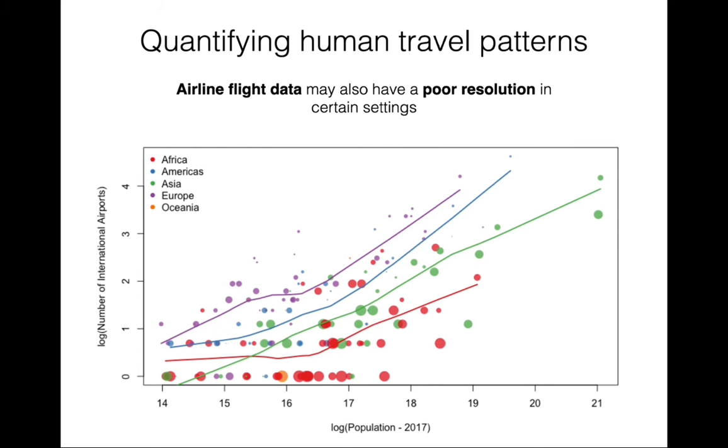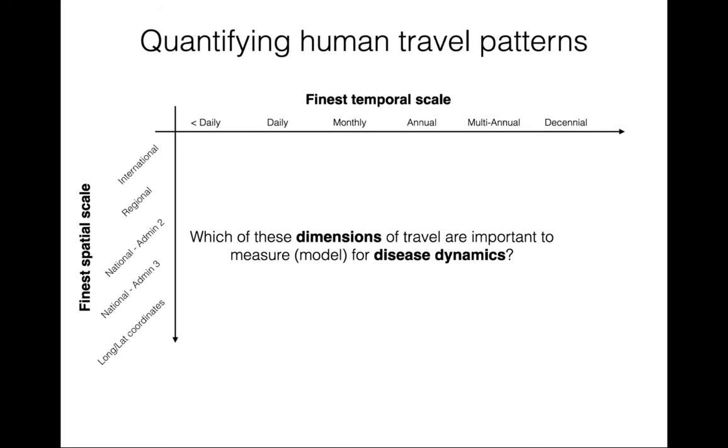Here's a plot showing the population versus the number of international airports, and for example, in Africa, there are fewer airports per capita. This may impact the generalizability and utility of these data in particular settings. Ultimately, we don't really need to measure every single trip by every single person in the entire universe forever. We actually just need to understand what dimensions or aspects of travel are relevant to disease dynamics.